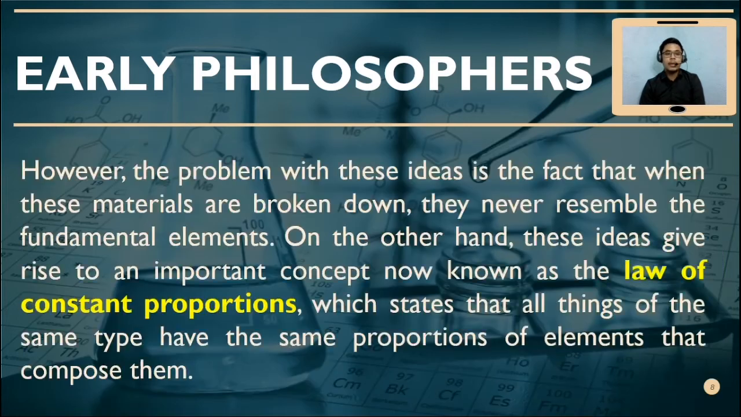But the problem with these ideas is that when earth, fire, air, and water are broken down, they never resemble what we call fundamental elements. And when we say fundamental elements, it means you can no longer break it down into smaller fragments, so there is nothing more you can get from that fundamental element. On the other hand, these ideas give rise to an important concept now known as the law of constant proportions, which states that all things of the same type have the same proportions of elements that compose them.